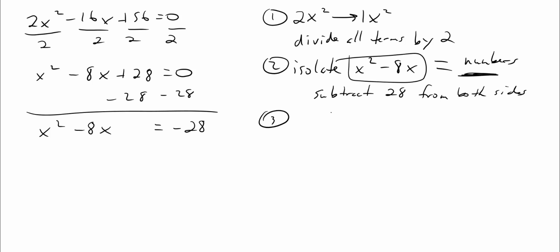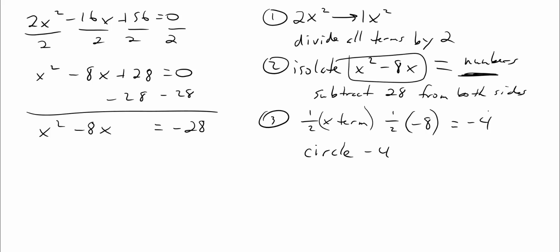Okay, the third step is you're going to take half of the x term, which in this case is half of -8, which is -4. Okay, you're going to circle the -4. So I'm just going to do it right here. Circle it, then square it. So I'm going to say -4 squared, and then I get 16.